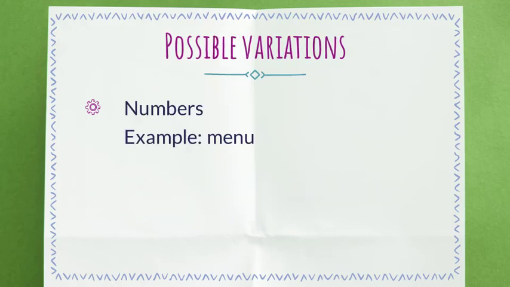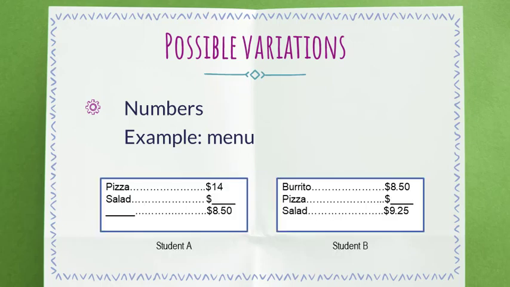A possible variation that I think could work very well is to use a different type of text, like a menu. And now we are targeting numbers. Saying numbers, listening to numbers and writing down numbers. So how would it work? One student would get a version of the menu with some blanks. Some of the items are not there, some of the prices are not there. And another student would get a similar version of that menu, but with different blanks.